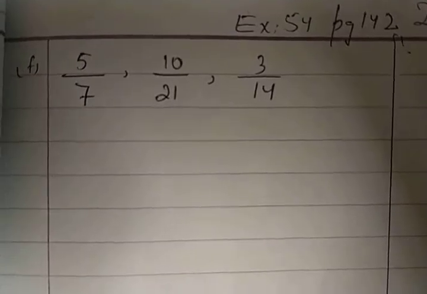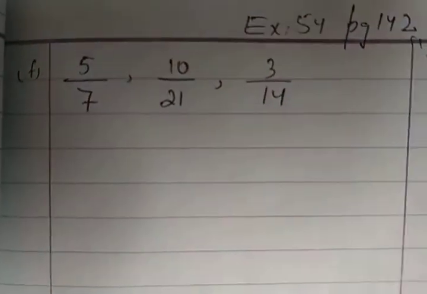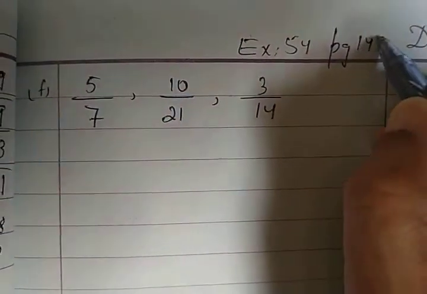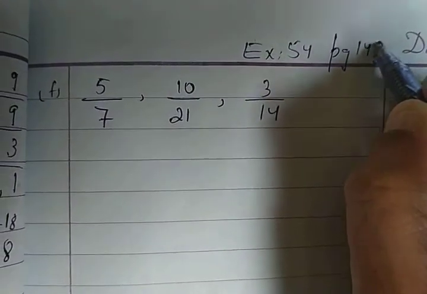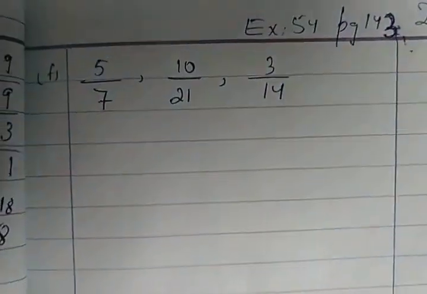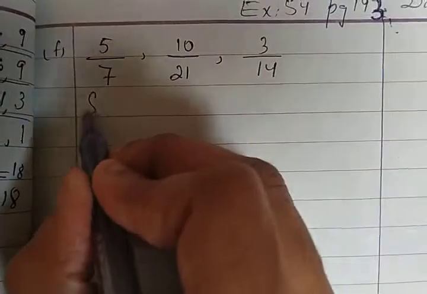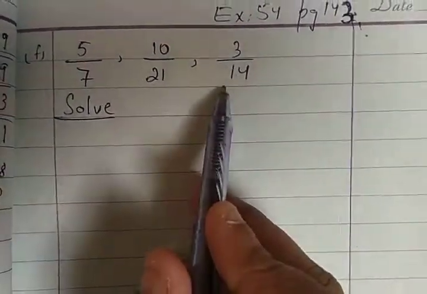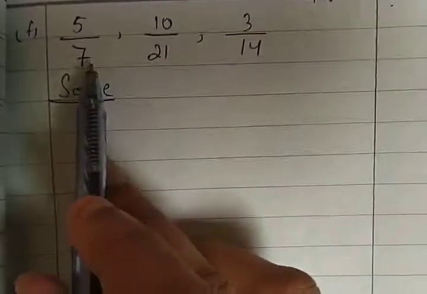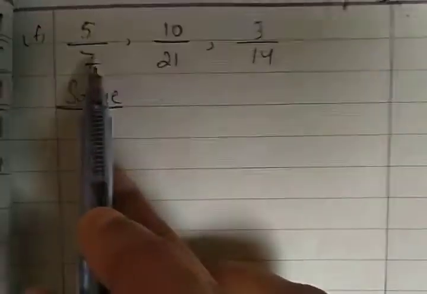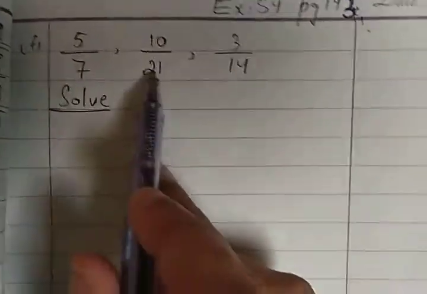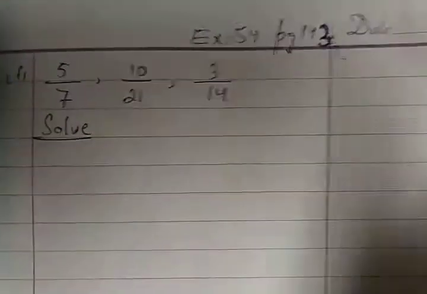Okay, class 4 students, the next part is part F of exercise 54, page number 143. See this, you have to write solve and take the LCM of 7, 21 and 14. If the denominators are different, you take the LCM of the denominators 7, 21, 14 in your rough column.